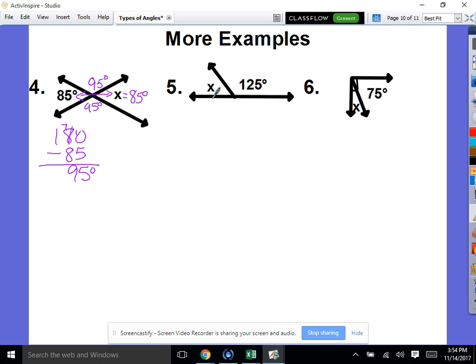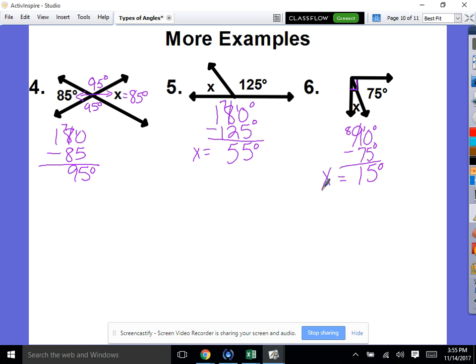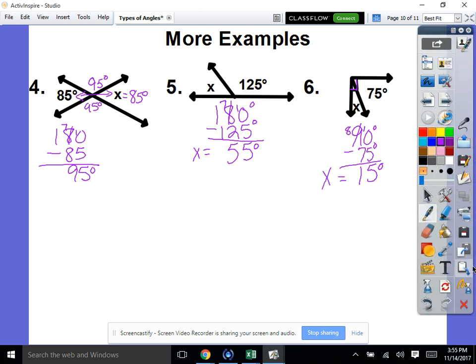X and 125 are a straight angle, so we need to subtract 125 from 180. 10 minus 5 is 5, 7 minus 2 is 5, so x would equal 55. And then number 6, we have a right angle, which is 90 degrees, so 90 degrees minus 75 degrees. 10 minus 5 is 5, 8 minus 7 is 1, so 15 degrees would be what x equals.